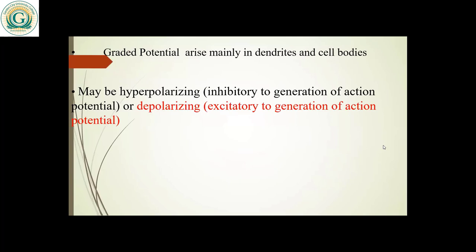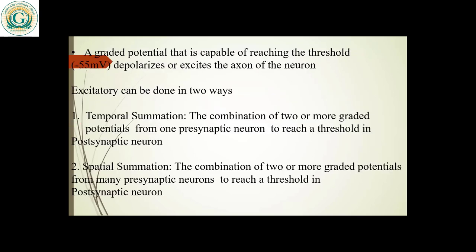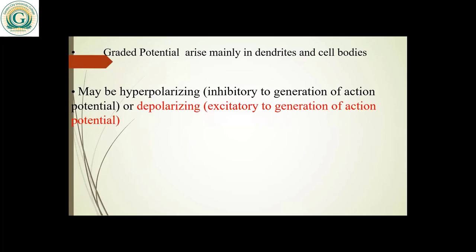We are saying graded potential arises mainly in the dendrites and the cell bodies. And they either become hyperpolarization, which causes inhibitory, or depolarization, which causes excitatory. So I would like to end the class here so that you continue this on Sunday so that you don't get more confused. I'm sure some of you are already thinking of.